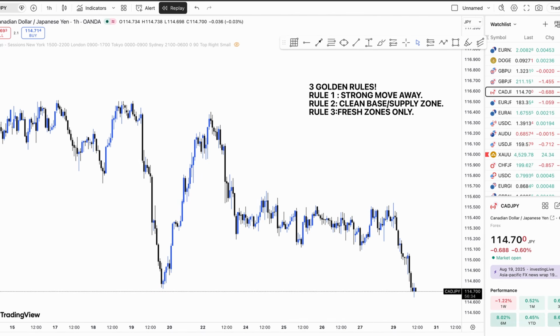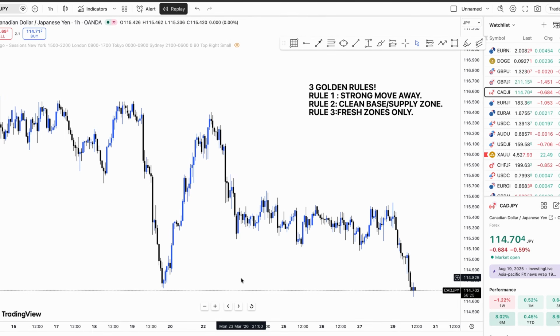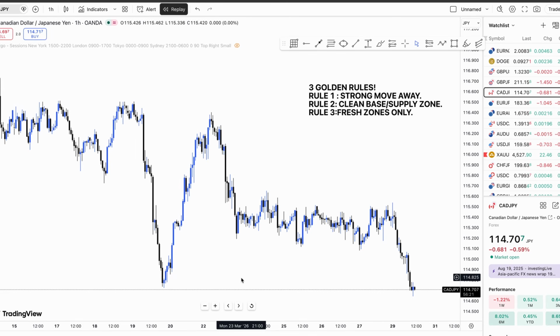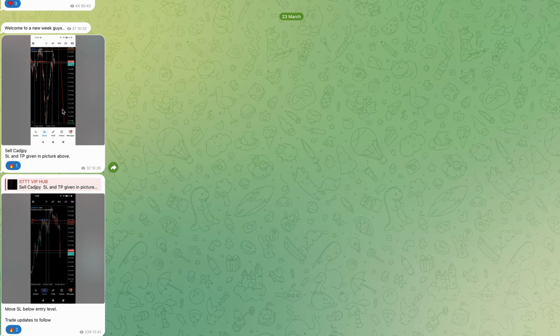Next, how to mark valid zones. We basically have three golden rules that we use when marking our supply and demand areas. In this example, I've got a sell model of a trade that we actually took. This is JPY. This was the signal.